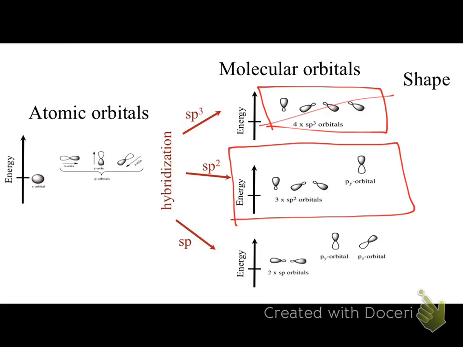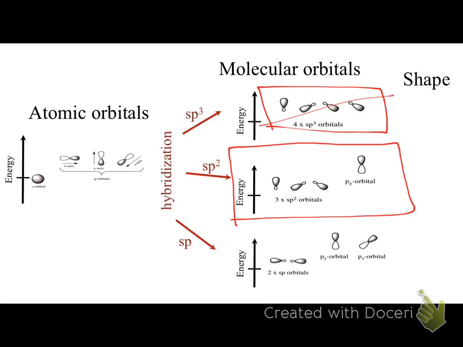I did rank these according to their energies. You'll notice the sp2 hybrid orbitals are all at the same energy level, and the p orbital is higher in energy. Why should the p orbital be higher in energy than our hybrid orbitals? How did we make those hybrid orbitals? We combined our atomic orbitals.